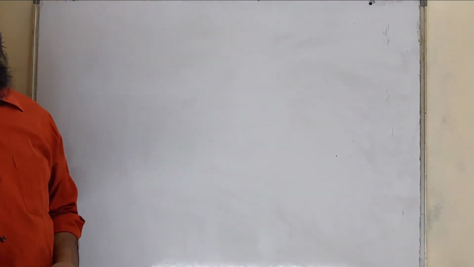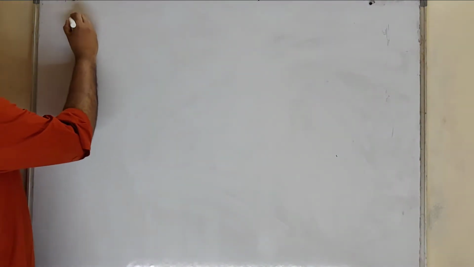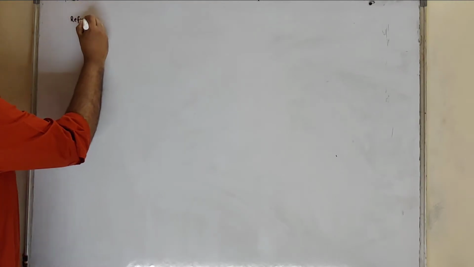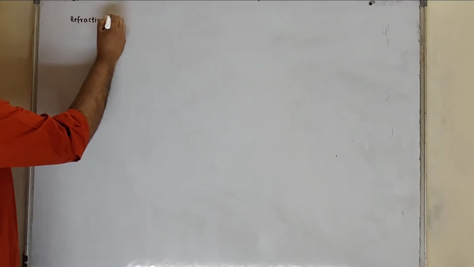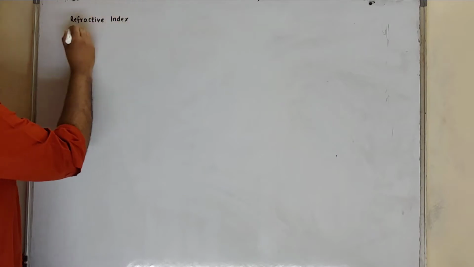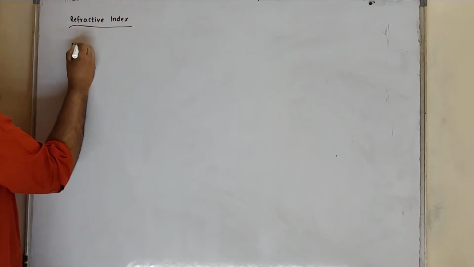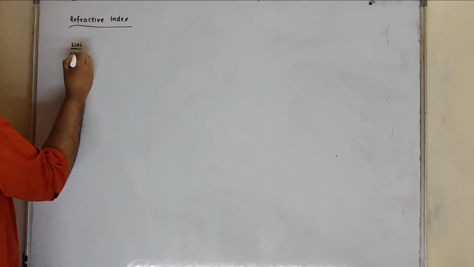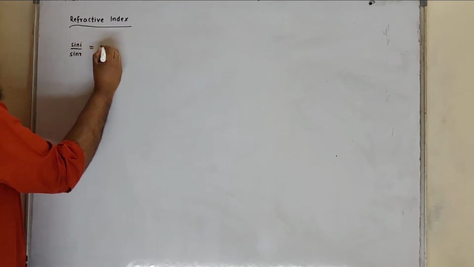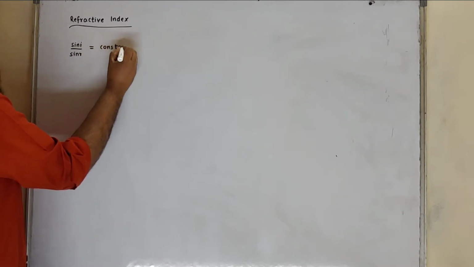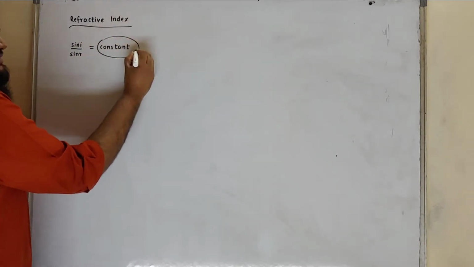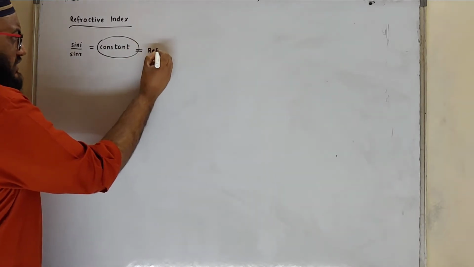Hello students, today we are going to study about refractive indices. Now what is refractive index firstly? As we all know, sin I upon sin R is constant, and this constant is called as refractive index.